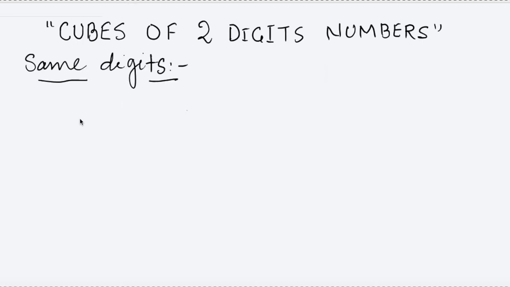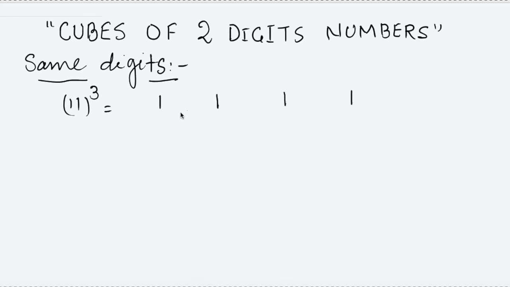I'm going to teach you the technique of finding cubes of numbers which have the same digits. Suppose I take the number 11, so 11 cube. It's a two digit number, but the digits are the same. So take one and take the cube of one, four times. One cube is one, one cube is one, one cube is one, one cube is one.